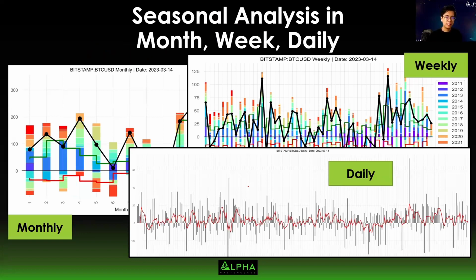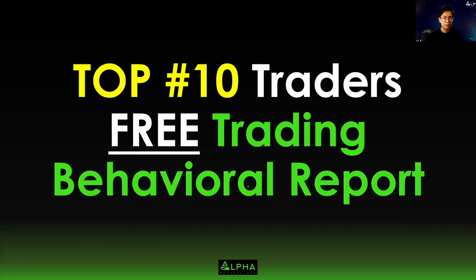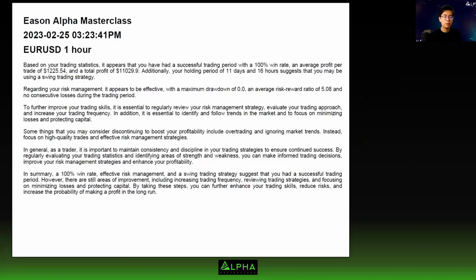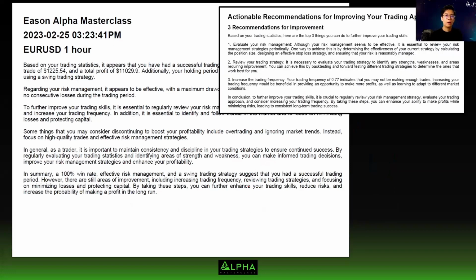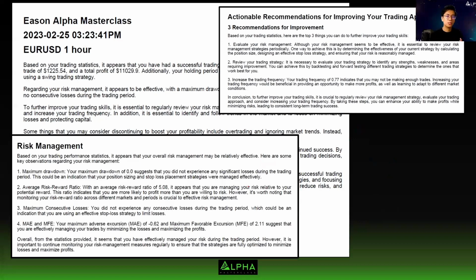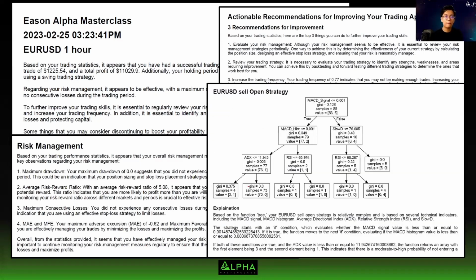If you have got this already, you can get a trading behavior report as well, which will fully classify which type of trader you are, what strategy you should improve on, what risk management thing should be improved as well, and exactly what is the black and white strategy that you use to open and close a trade.